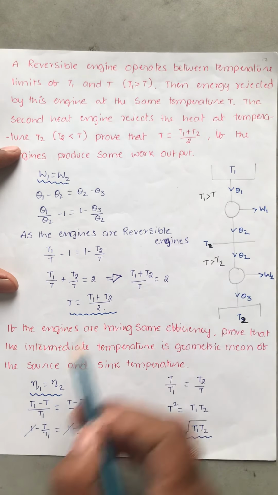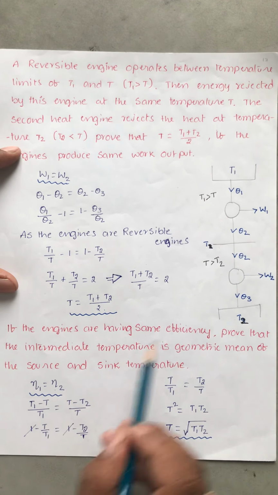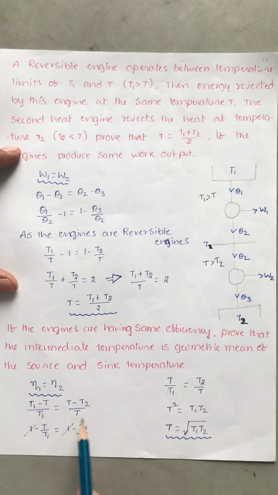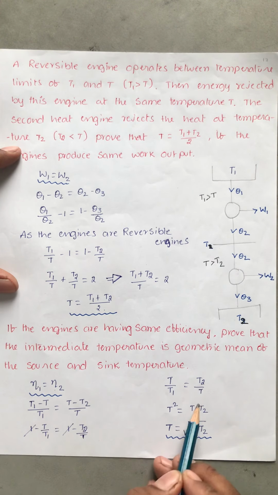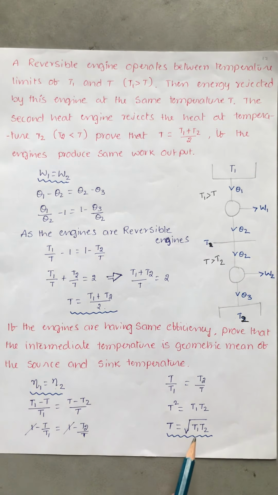So the efficiency of the first engine is (T1 minus T) by T1, which is equal to the efficiency of the second engine, (T minus T2) by T. From this, T1 by T1 is 1, so 1 minus T by T1 is equal to T by T minus T2 by T, which is 1 minus T2 by T. The 1 gets cancelled. Then T by T1 equal to T2 by T. So T square is equal to T1 T2, T equal to root of T1 T2. Let us prove this one.